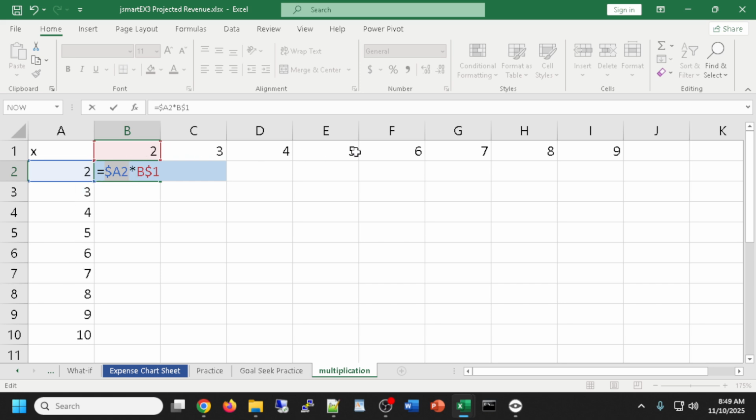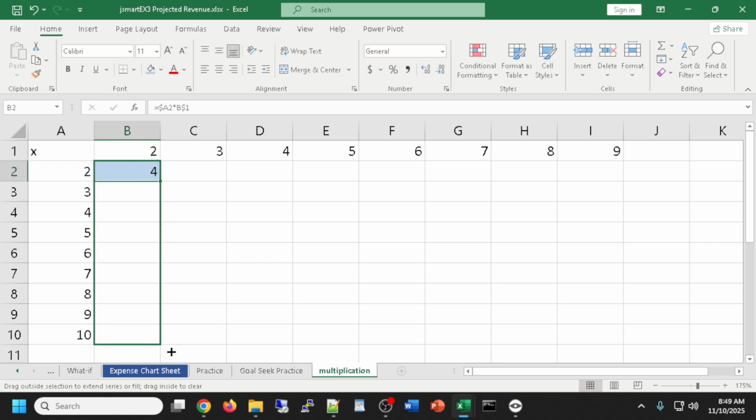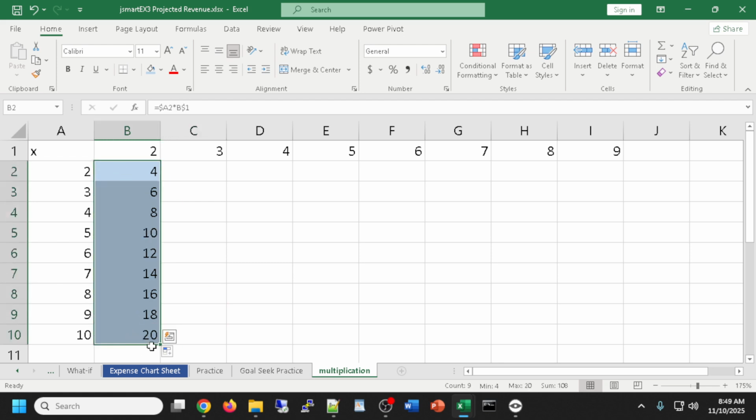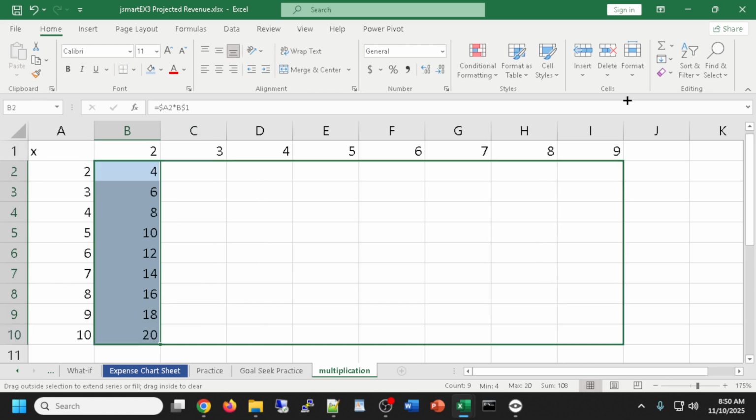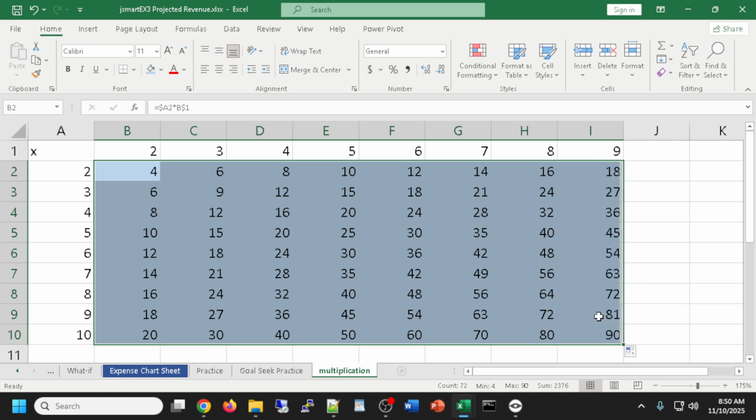B1, C1, D1, E1. Now that I'm happy where the stickies are, now I can fill handle down and I should have a correct multiplication table. That's looking good. And then fill handle across. And I have a good multiplication table to practice my ciphering. Never hurts to practice that old multiplication table.